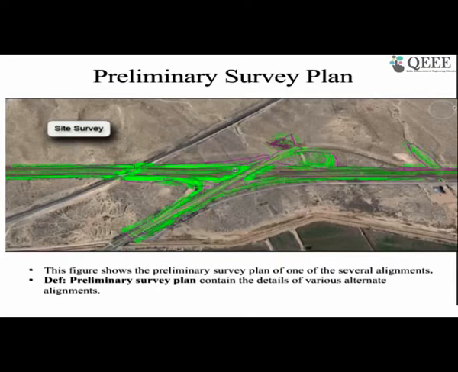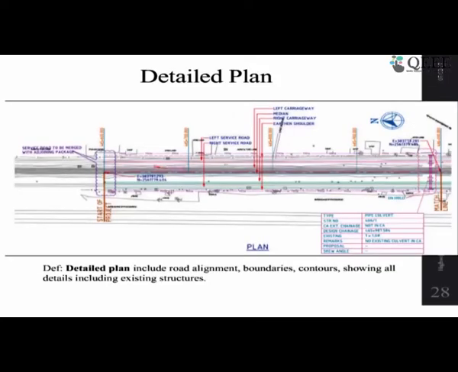And then we go for the preliminary survey. In the preliminary survey, if we know our alignment, a few alignments, we will do some survey around that: what is there, what is the soil type, what are the difficulties going to be there. This is one of the survey maps you can see for an intersection improvement, and they just go around this area to find out various alternatives, what improvements they need to do. And once we do the preliminary survey and we finalize our alignment, we come to the detailed plan.